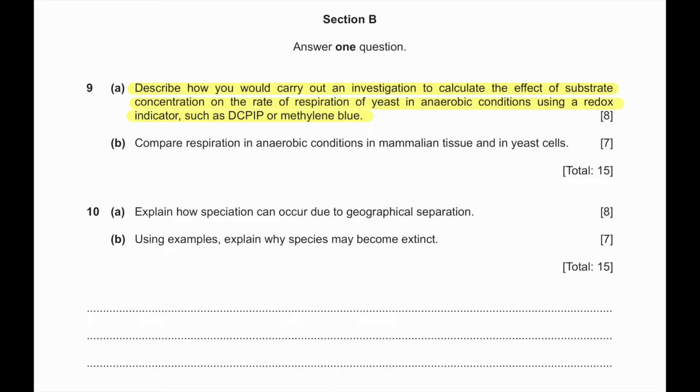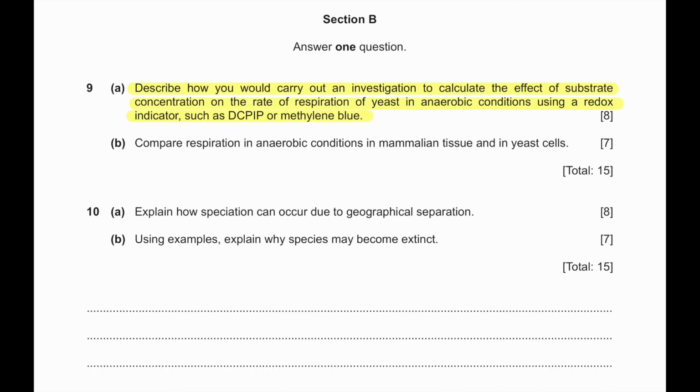The same volume of yeast suspension and the same volume of glucose solution should be used for each experiment. The same volume and concentration of DCPIP should also be used in all experiments. A temperature of 30 degrees Celsius is maintained using a water bath, because temperature is a variable that can affect the rate of respiration. An oil layer can be used to exclude air so that anaerobic respiration takes place.